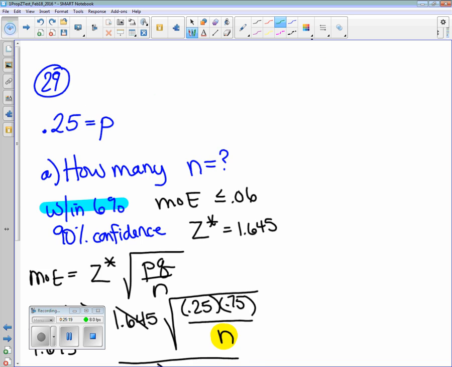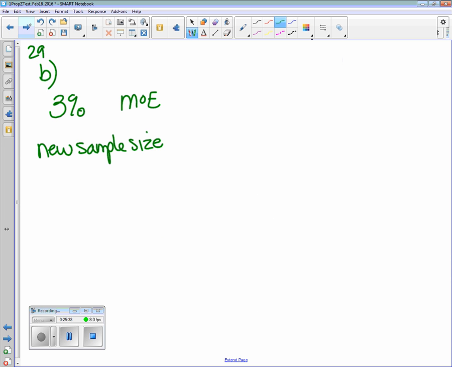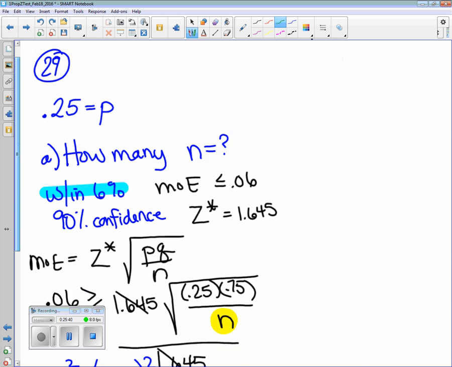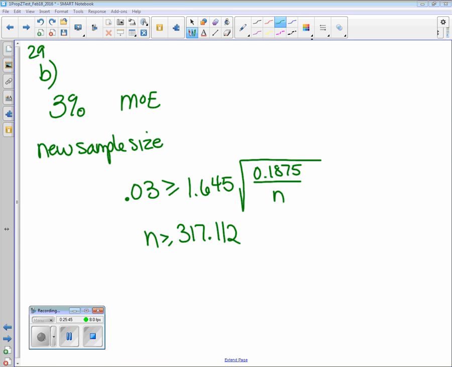Let's go back to what we wrote here. If I increase my sample size, my confidence interval will be smaller, which means my margin of error will be smaller. I want the smaller margin of error. I'm going from 6% to 3%. So what's going to happen to my sample size? It should go up. So in part B, the sample size should be larger than 141. Try it. Tell me if it is.